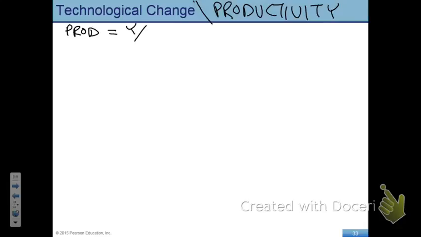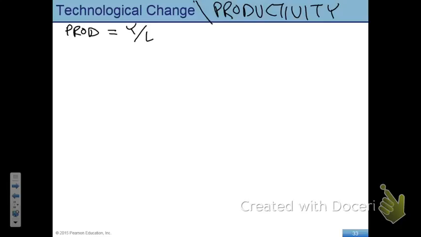Okay, so what we are going to do is try to think about using the word technological change with the word productivity. They mean the same thing. So what is productivity? Productivity is measured by something like this. Productivity, PROD, shorthand is Y divided by L. Y means output and L means labor.